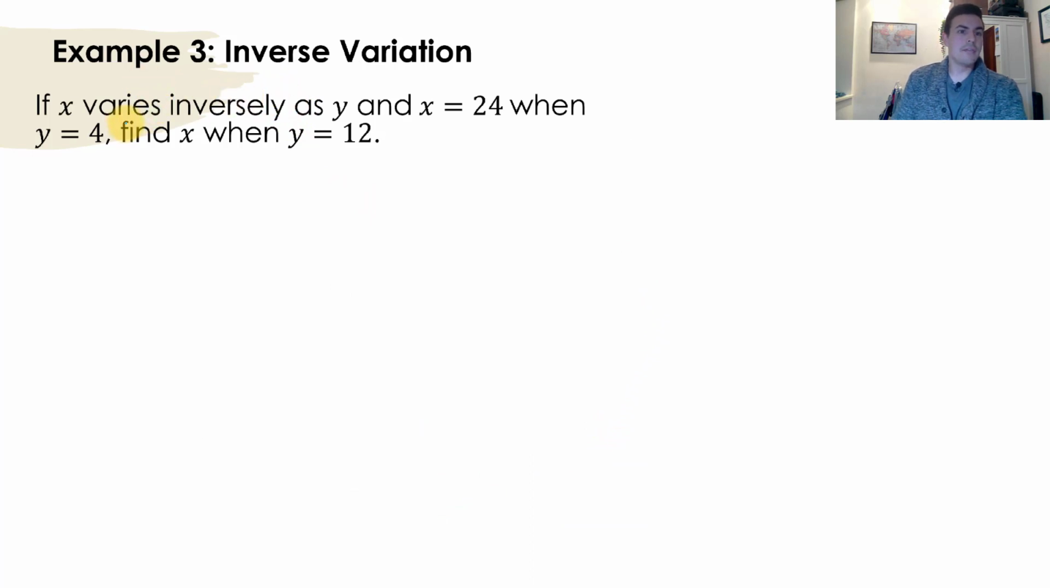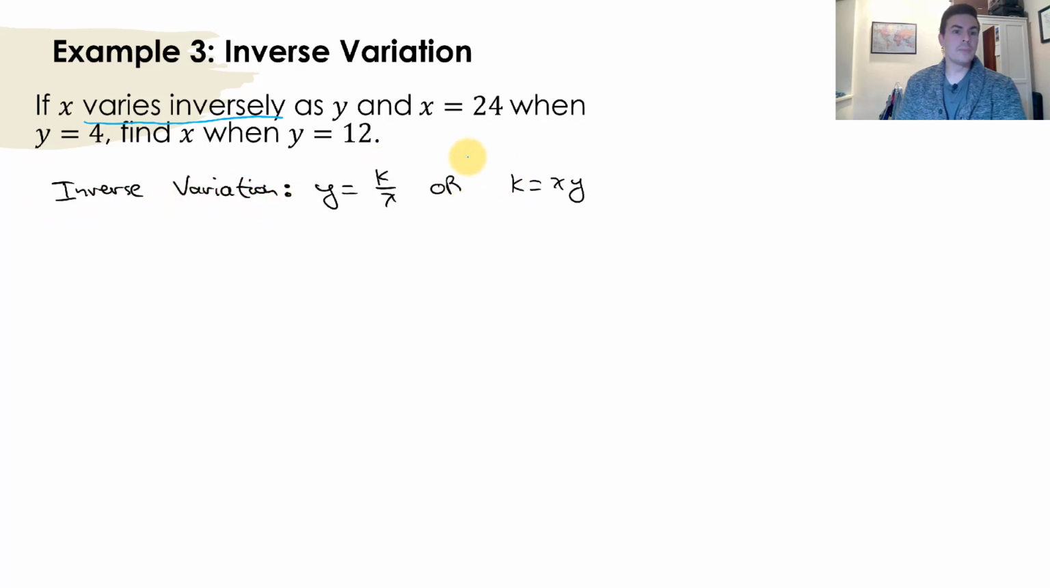All right, let's take a look at our inverse variation. So if x varies inversely as y, and x equals 24 when y equals 4, find x when y equals 12. So this is our inverse variation equation. We can look at this in two separate ways, right? I can say y equals k over x, or I can say k is equal to x times y. Okay, so if you have a product that equals this constant k, then you are dealing with inverse variation.